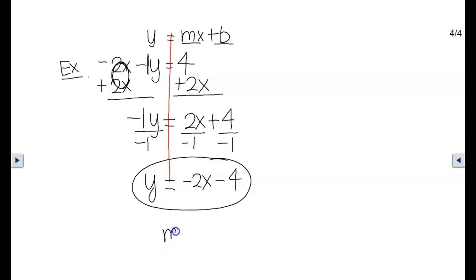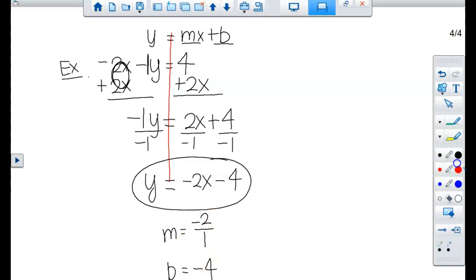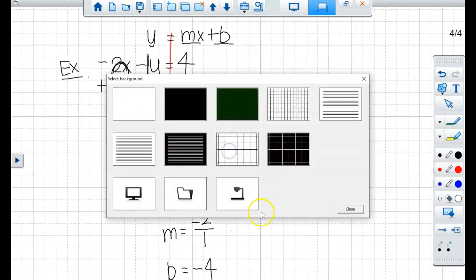Now in this equation, the m is negative 2. I need that to be a fraction, so I'm going to force it to be a fraction by putting a 1 underneath it. And then my b is a negative 4. The reason I need that m to be a fraction is I need rise over run. I need both numbers. All right, so let's get some graph paper.